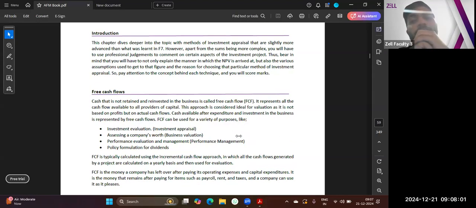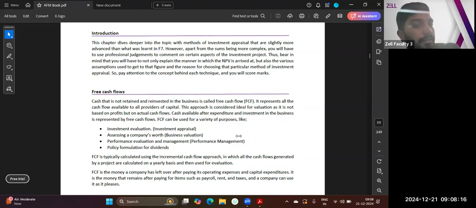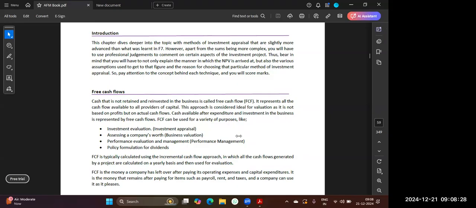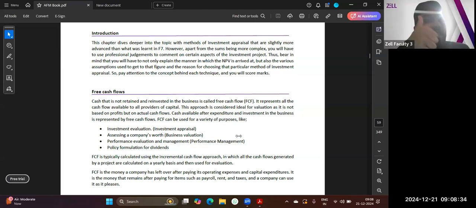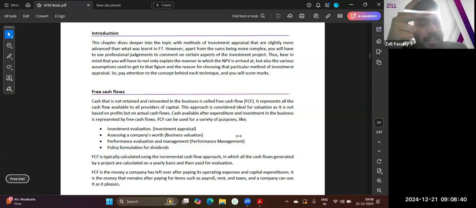Have you guys heard of the term free cash flows before? No, sir. We heard cash flows, but not free cash flow. What do you mean by cash flows? Inflow, outflow. Does anyone know how you prepare a cash flow statement? Starting from operating activities, then financing activities, and then investing activities. Okay.